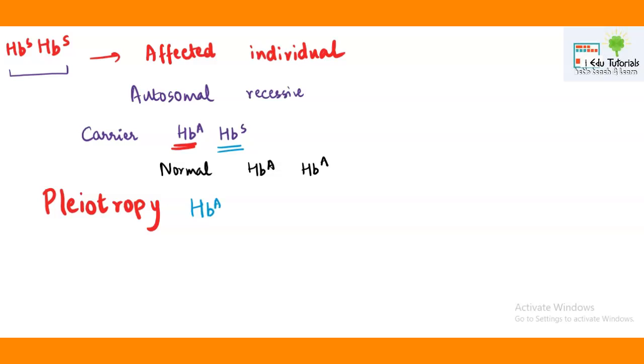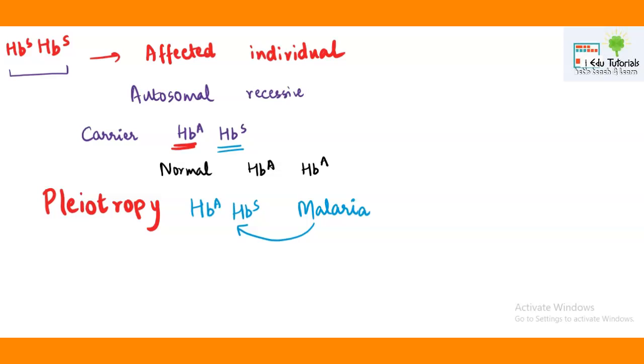HbA/HbS, they are resistant to malaria. The protozoan Plasmodium that causes malaria does not complete its life cycle in the carriers because of the affected shape of the RBCs.